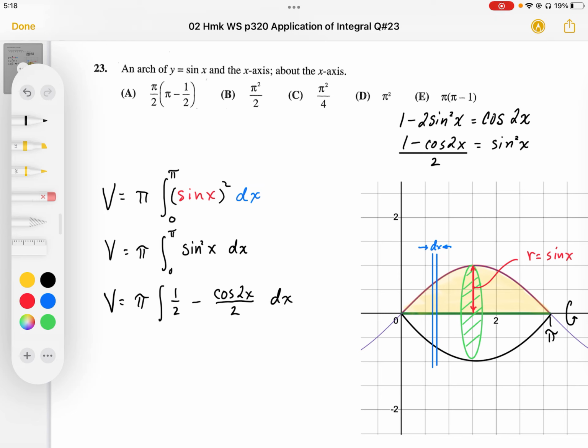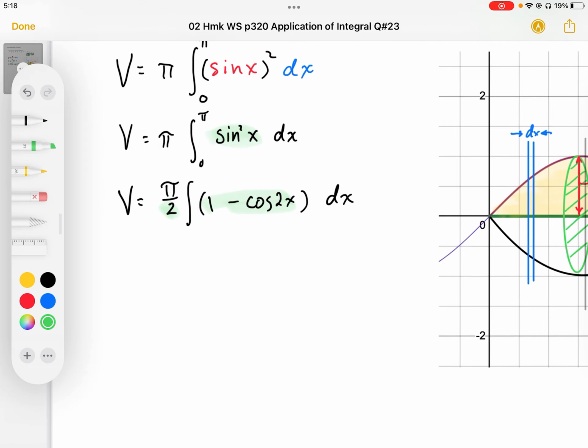In fact, let's do that, and make this a little bit simpler looking. We're going to factor out the 1/2, so we end up with pi over 2 times the integral of 1 minus cosine 2x. We've replaced that sine squared with this expression. I'm just going to highlight this: this expression here, sine squared, we've replaced with this expression here, and we got that from rearranging that identity.